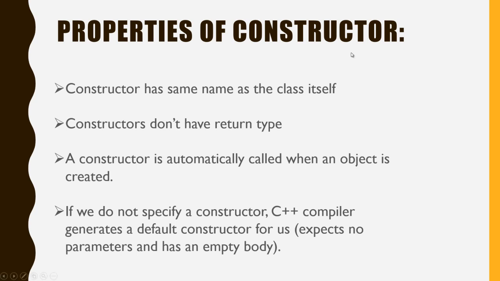And a constructor is automatically called when an object is created. So there is no need to explicitly invoke a constructor like a normal function. Another property is if we do not specify a constructor, the C++ compiler generates a default constructor for us. And that default constructor won't have any parameters or body.